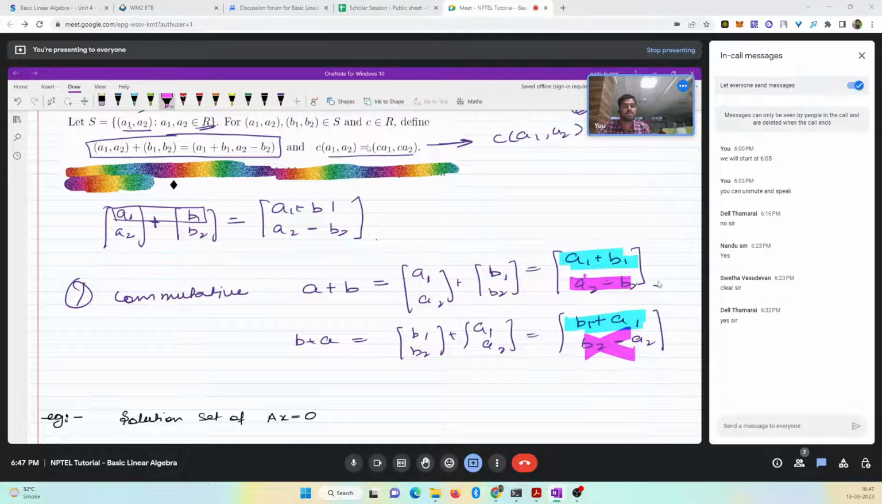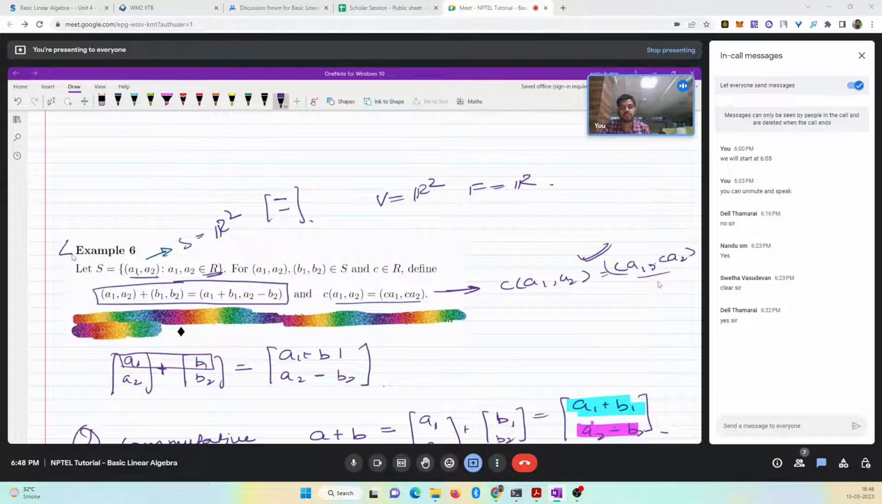This is not, right? What it is asking us to show is that A2 minus B2 should be equal to B2 minus A2. Is this always true? No. If you have A2 equal to 2 and B2 equal to 1, then A2 minus B2 is 1 on this side, and on this side it would be minus 1. So this is not always true. So the example mentioned over here is not a vector space.